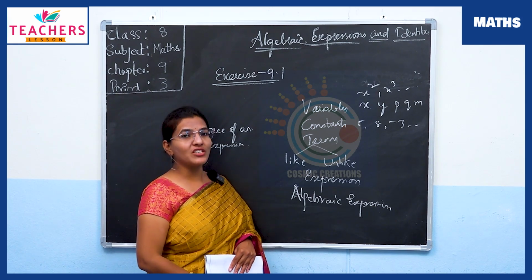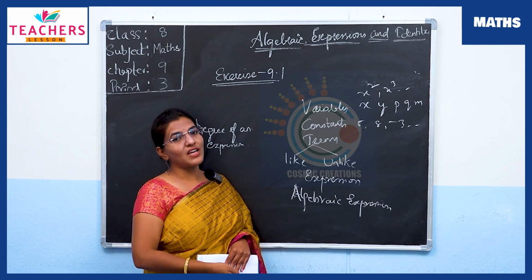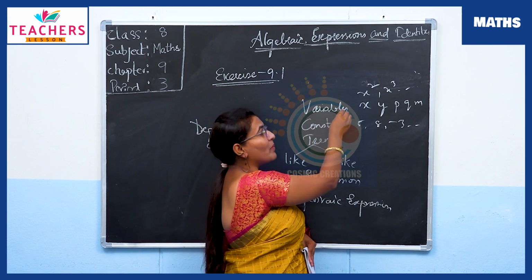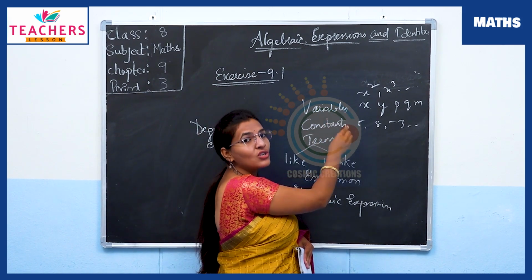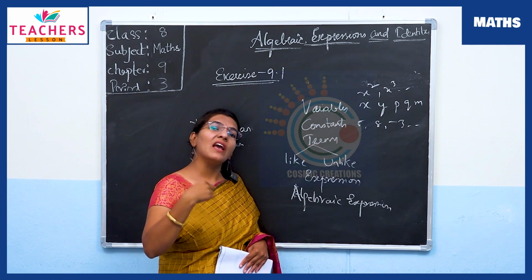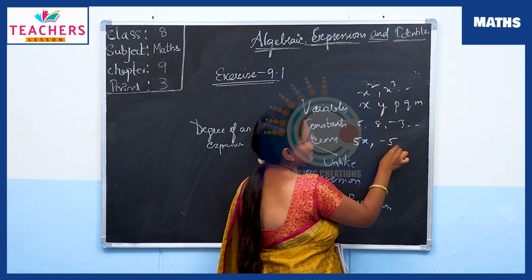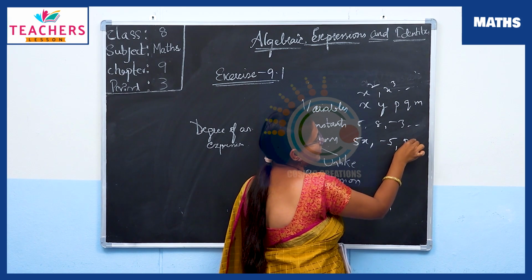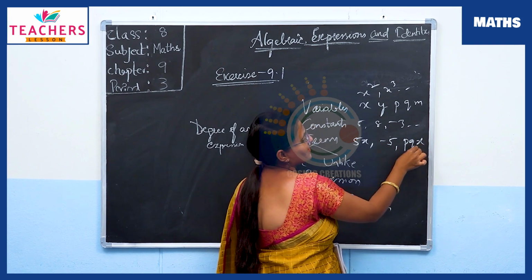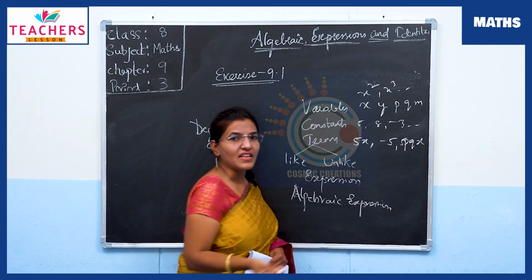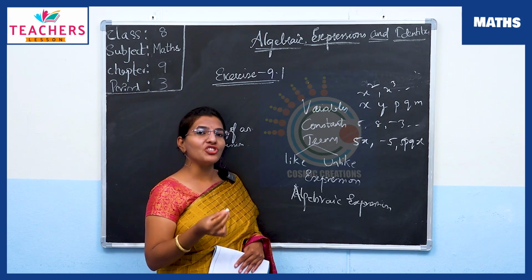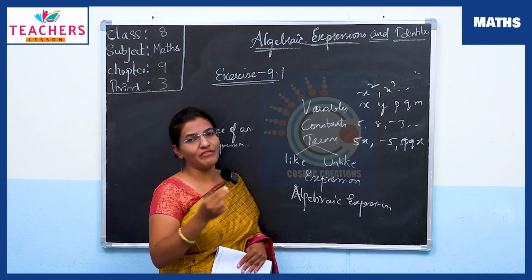Then coming to terms. So what are terms? Terms are nothing but the combination of variables and constants, or alone variables, or alone constants. It may be 5x or -5, or it may be pq, pqx, or 5pqs, anything, right? It may be a combination, or alone constants, or alone variables.